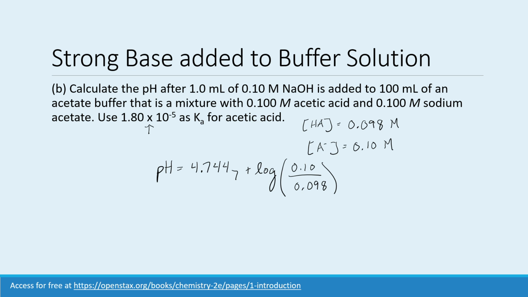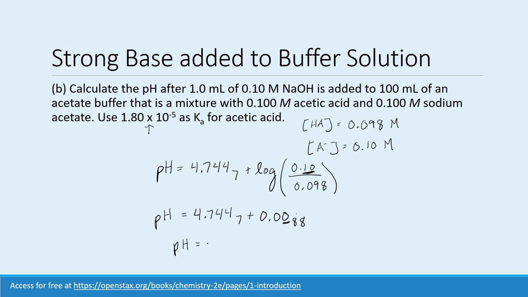So that's 0.10 over 0.098. And those only go out 2 decimal places. Or sorry, those numbers are 2 significant figures, and so the log of it will only go out 2 decimal places. So we get the 4.7447 plus the log will be equal to 0.0088. So remember, only goes out 2 decimal places because of the 2 significant figures there.